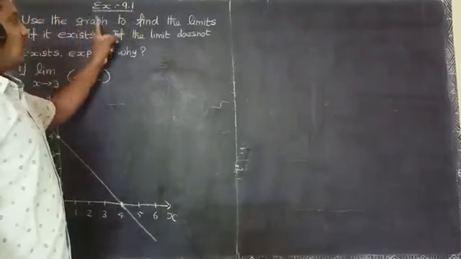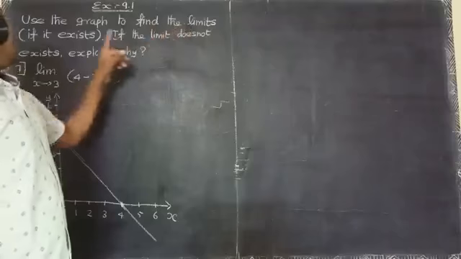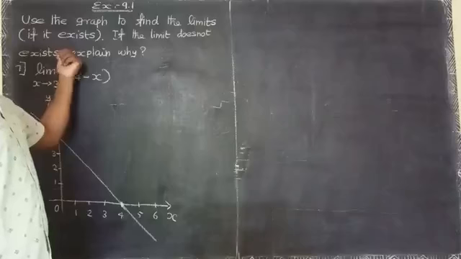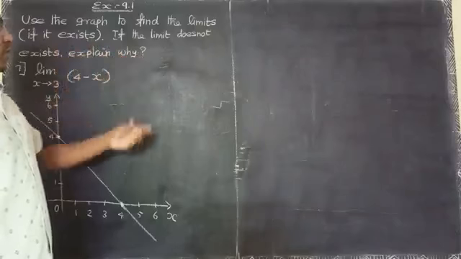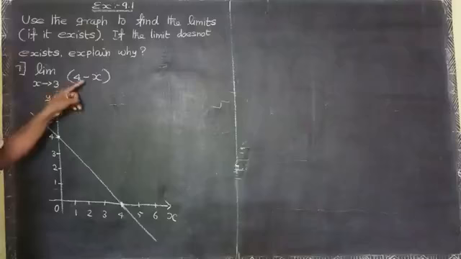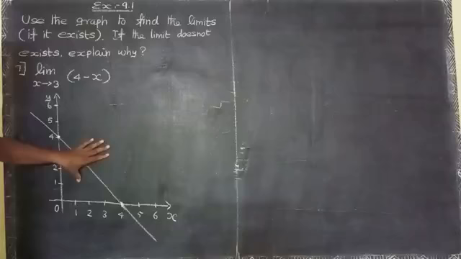Exercise 9.1. Use the graph to find the limits. If the limit does not exist, explain why. Okay, question number 7. Limit x approaches 3, the function 4 minus x. This is the graph here.